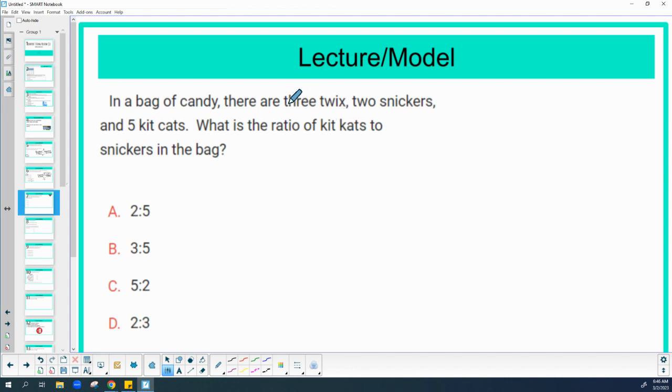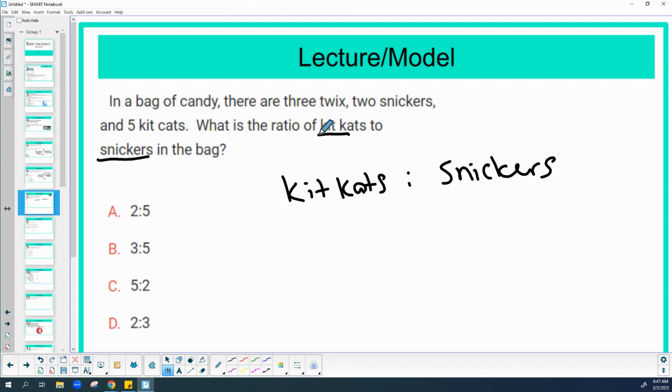In a bag of candy, there are 3 Twix, 2 Snickers, and 5 Kit Kats. What is the ratio of Kit Kats to Snickers in the bag? So remember, a ratio is just comparing the two quantities. All right, so we want the ratio of Kit Kats to Snickers. Kit Kats goes first because it says Kit Kats first in the question. All right, so for the number of Kit Kats, we have 5. And the number of Snickers, we have 2. So our ratio would be 5 to 2, which is option C.